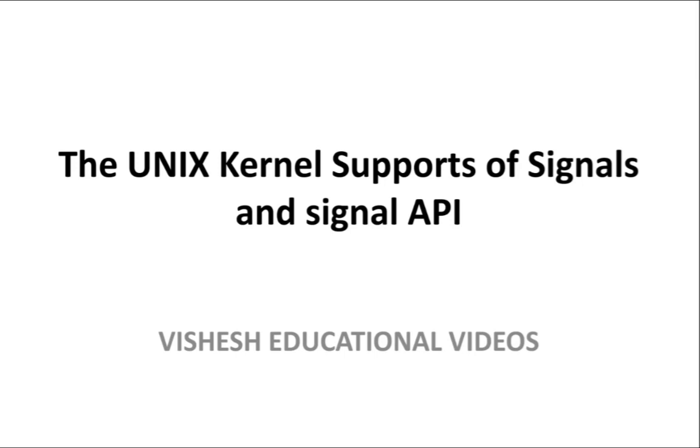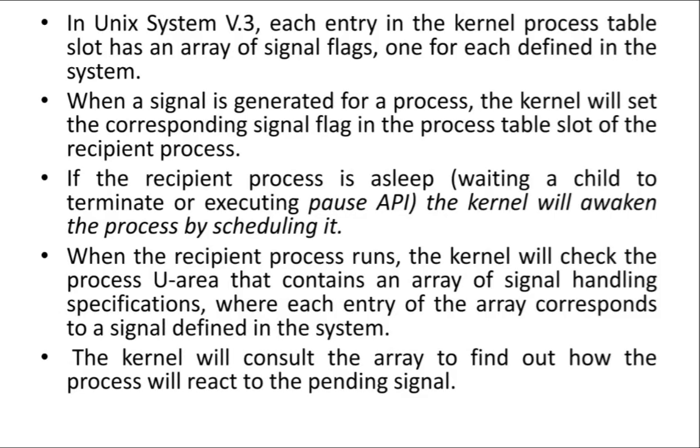So let me begin the explanation. In Unix System V3, V3 is one of the commercial versions of Unix system. So in the early 1980s, V3 was one of the commercial versions of Unix system. Now we have Fedora, Ubuntu, like that. V3 was the earlier commercial version.